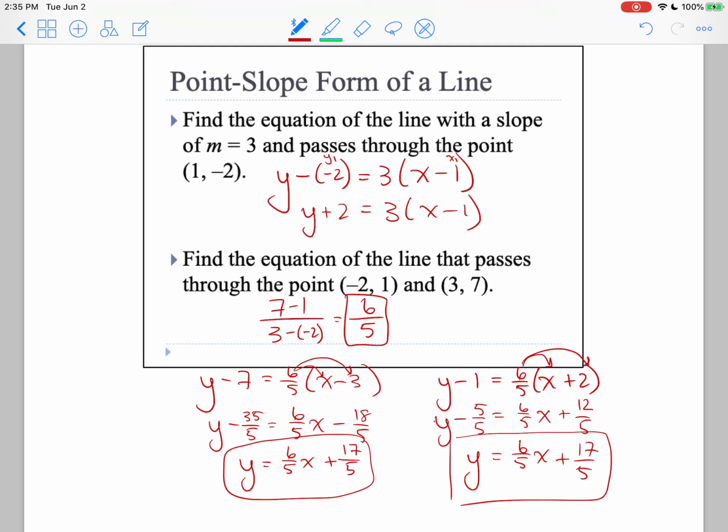And notice how when I had it in point slope form, I didn't have to worry about all these fractions adding and subtracting. Point slope form is going to become your go-to when you get to calculus. Okay? But for now, if you're comfortable with slope-intercept form, it's fine.